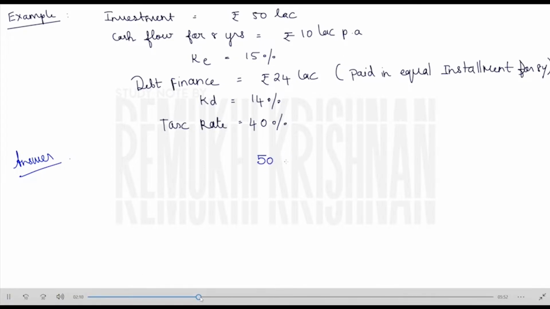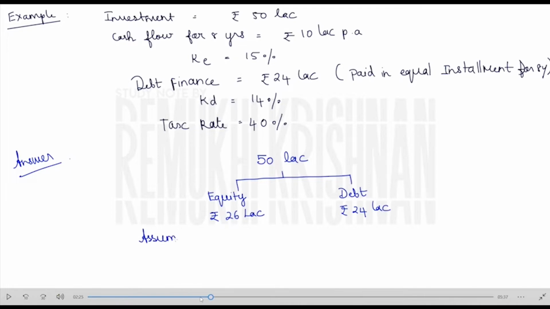We know we are in need of 50 lakh. This 50 lakh is financed through debt and equity. The question already provides that debt finance is rupees 24 lakhs and equity is rupees 26 lakh. They haven't provided it, I'm just taking the difference. 50 minus 24 comes to be 26 lakh. Let us assume this is the equity part. 26 lakh is the equity part.